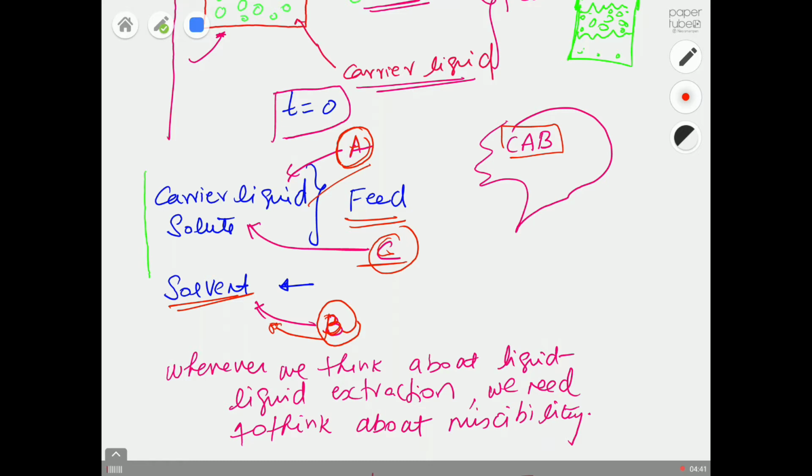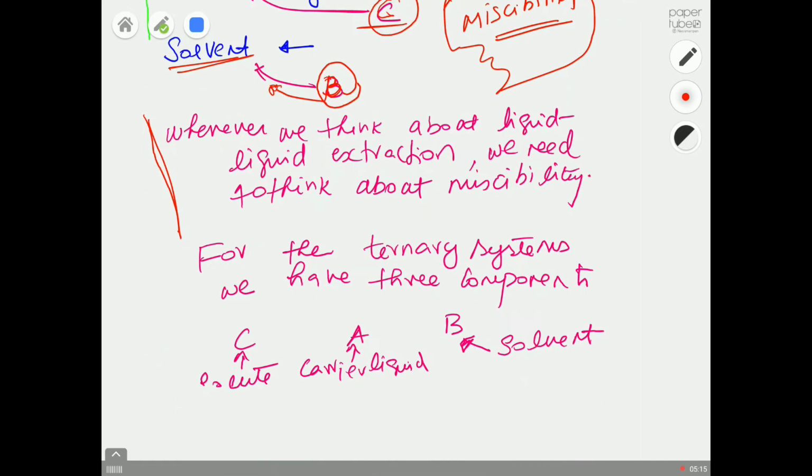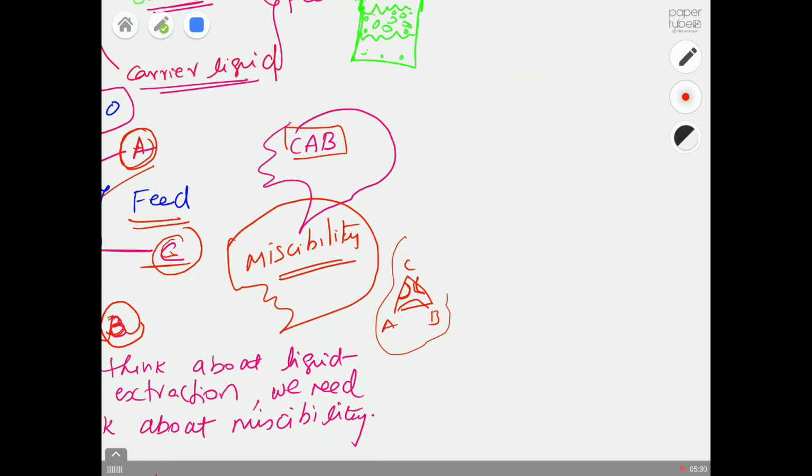Another thing you have to remember, whenever we talk about liquid-liquid extraction, is to think about miscibility. If you have a ternary diagram like this, we will get some diagrams with some lines going inside this triangle. So just follow this side. And we have to know the meaning of this blob inside the triangle. That's what I'm going to cover in this tutorial.